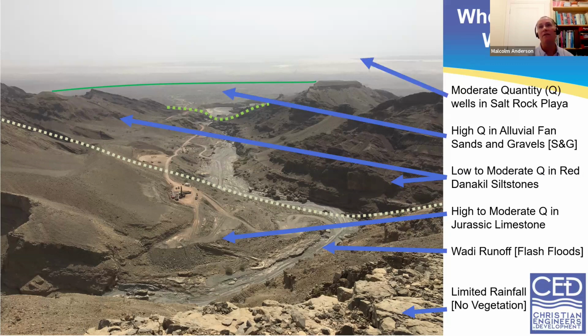And then at the far end, along the horizon, is the salt playa we looked at earlier. Ignoring the water quality aspects, the salt rock playa is karstic because of the dissolution of the salt. So you get moderate flow rates in that karstic salt. So as it turns out, groundwater will work in pretty much all these locations if we were not sensitive to water quality.